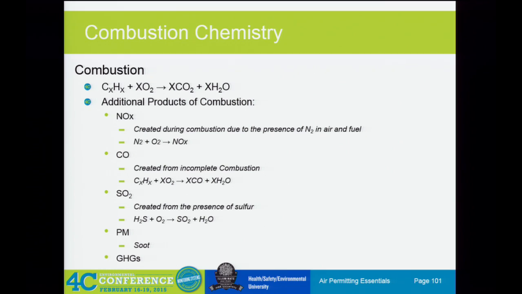And PM will come from soot, so it can be carbon black, just black carbon, or it can be non-filterable carbon, like autonucleated carbonyls, high viscosity compounds, so that'll be like your PM 2.5. And then you can also form some GHGs from flares, or combustion devices in general.